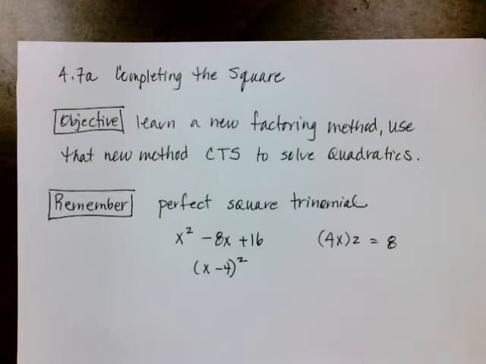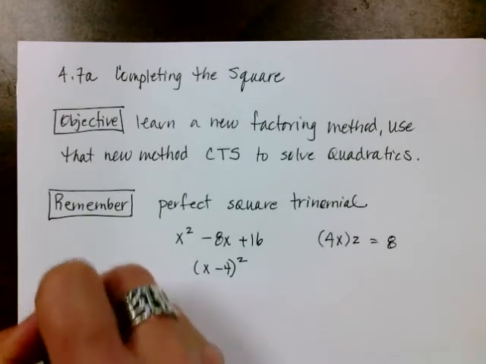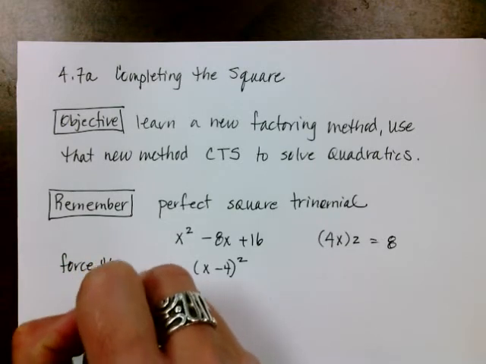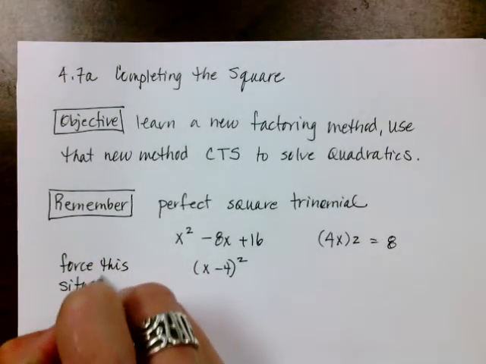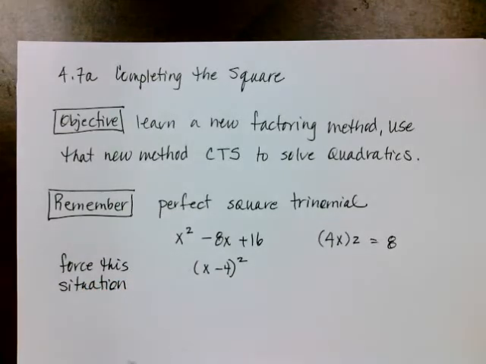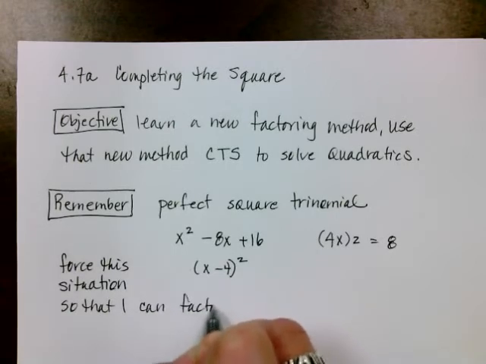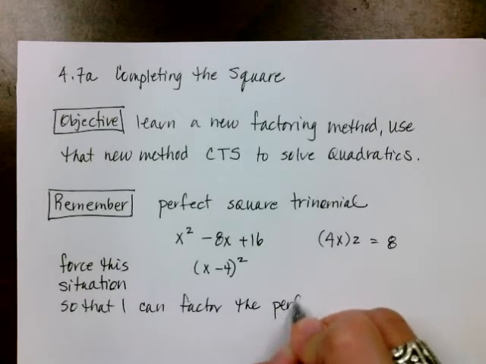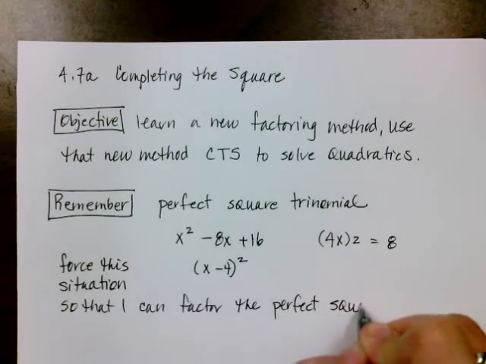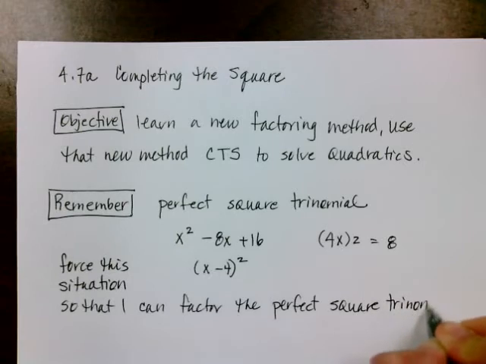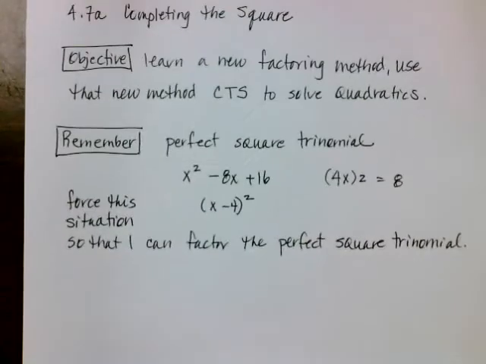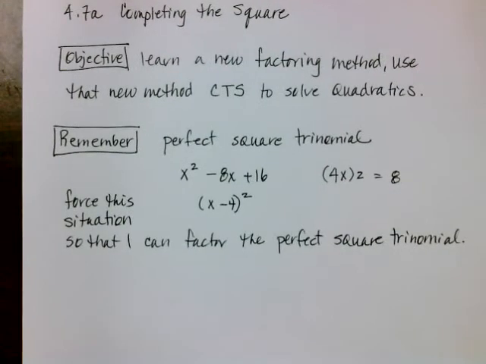So the purpose of our new factoring method is that we are going to force this situation by adding things to our equation so that I can factor. And we're going to factor our perfect square trinomial. This is actually a really useful factoring method. We will take some quadratics and put them in vertex form using this. We will use it to solve. So it's actually quite handy.